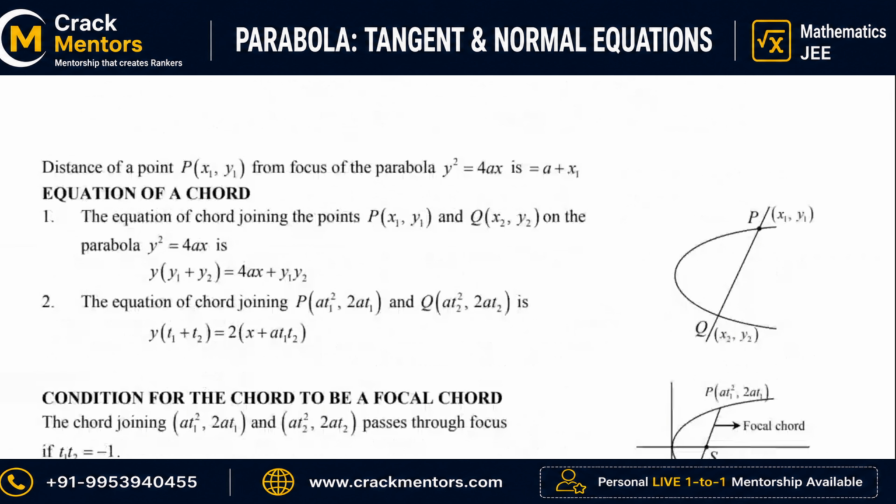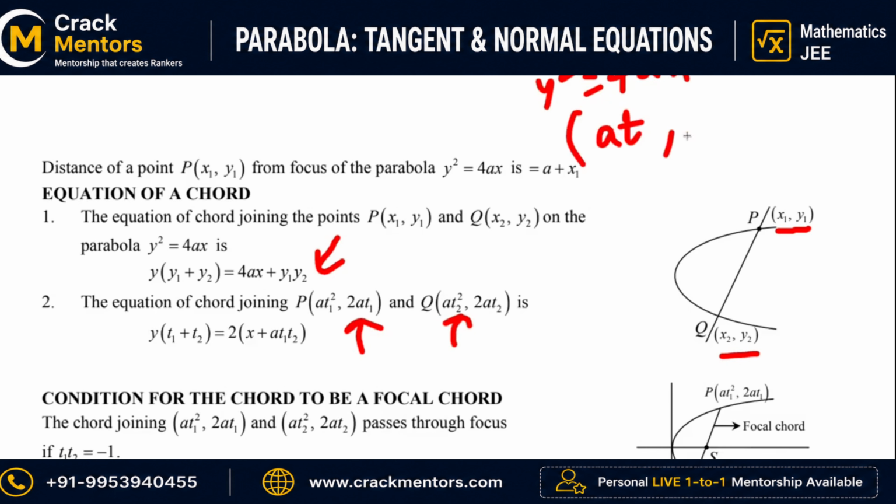Then this is an important equation of a chord. So chord is obviously lying on the parabola. So let's say one end is this, other end is this, right? Equation you can find out using this equation. And if you take the parametric coordinate for y square equals 4ax, what is the parametric coordinate that you can take? You can take (at square, 2at).